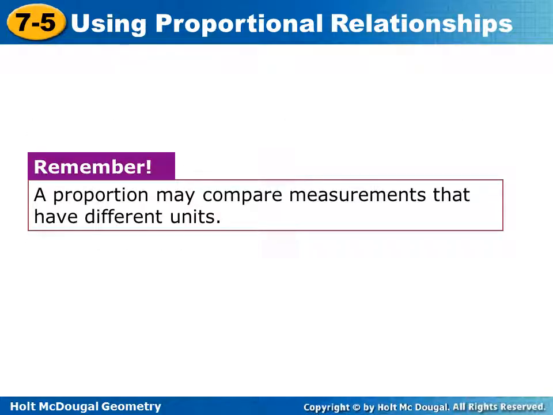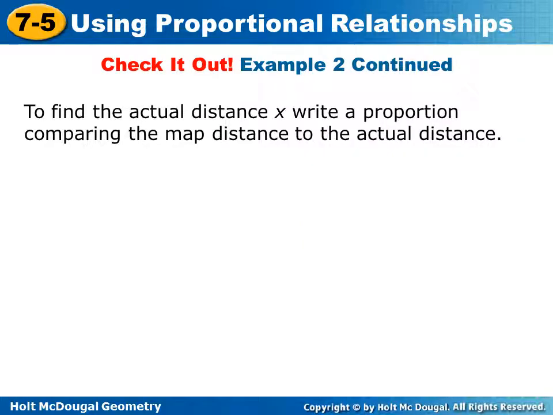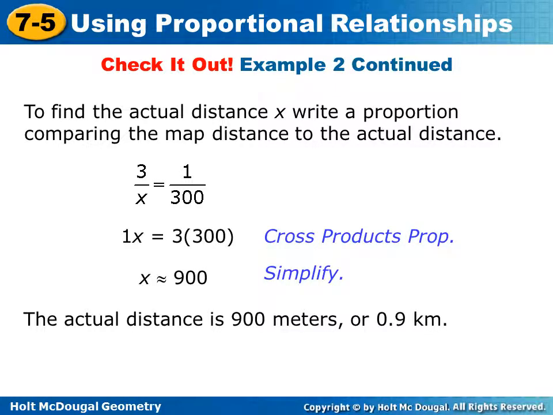A proportion may compare measurements that have units. So we want to find the actual distance between City Hall and El Centro College. To find the actual distance x, we write a proportion comparing the map distance to the actual distance. So 3 to x equals 1 over 300. Multiply across to get 1x equals 3 times 300, and then simplify to get x is approximately 900. The actual distance is 900 meters, or 0.9 kilometers.